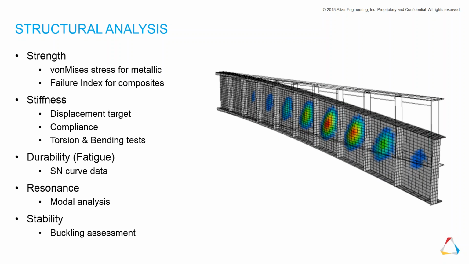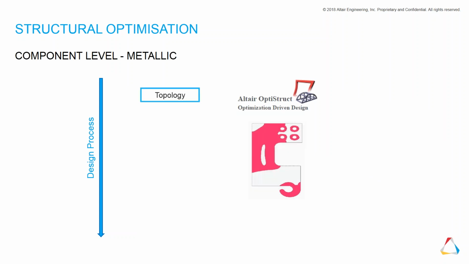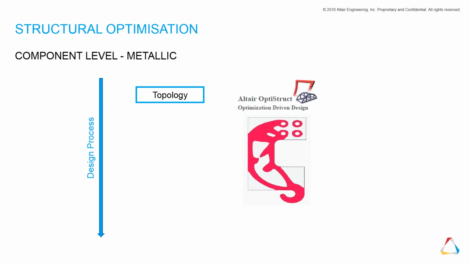So that's the structural analysis part, and Joel's going to go through a lot more detail in each of those topics in a minute. So I'll jump straight into my area of speciality, which is structural optimization. A lot of you have seen from the Inspire session that one of the key technologies within the HyperWorks suite is topology optimization.